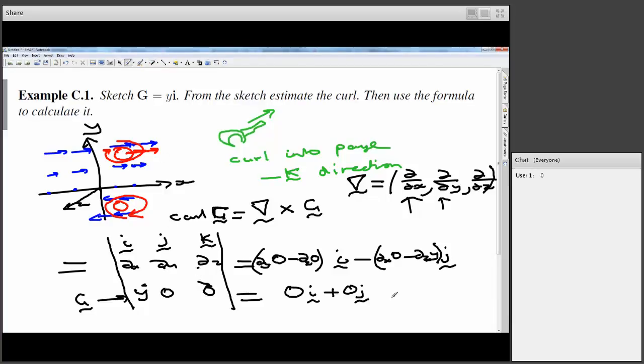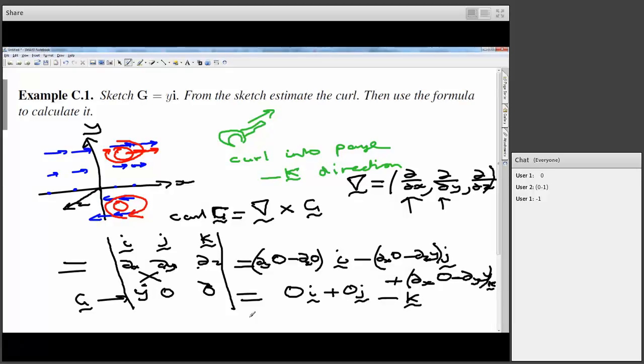And so the last case we're going to do is the k one. And again, it's an alternating sign, so positive, negative, positive. For the k one, you do the determinant of what's left over. So it would be the partial derivative with respect to x of 0 minus the partial derivative with respect to y of y. So what's that equal to? Yep. That's going to be equal to minus 1. And so we get minus 1 times k.